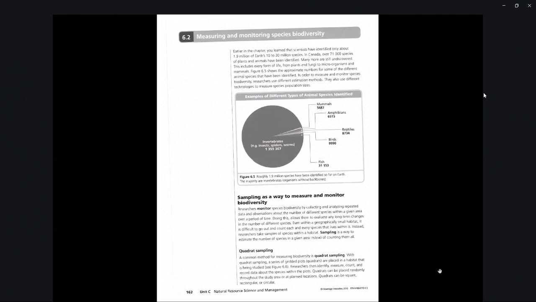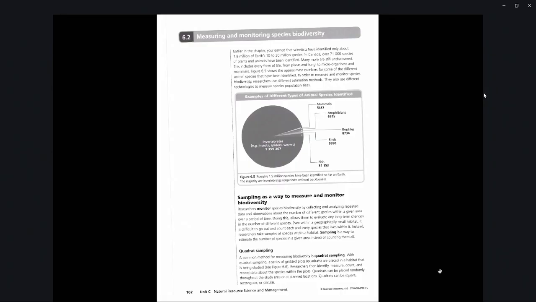Okay, quadrant sampling. It's a common method for measuring biodiversity. What you do is you take a gridded plot. A quadrat is the gridded plot. And there's a picture on the next page we'll show you in just a minute of what I'm talking about. And they place that in the habitat or the ecosystem that you're studying. And then you can identify, measure, count, record your data about the species that you find in the quadrant.